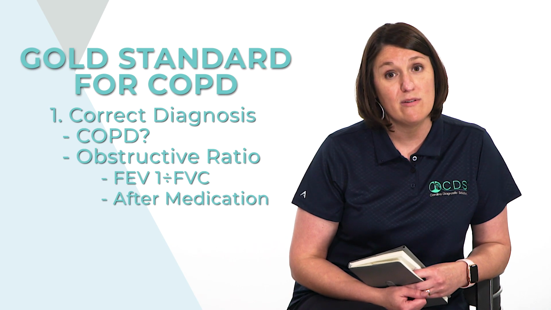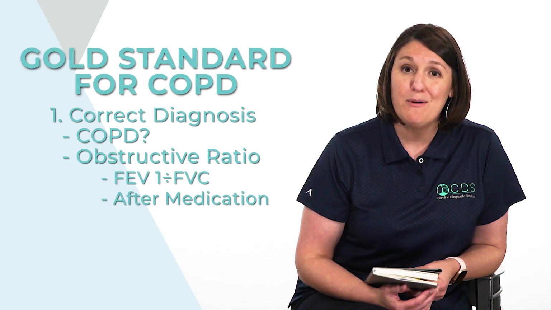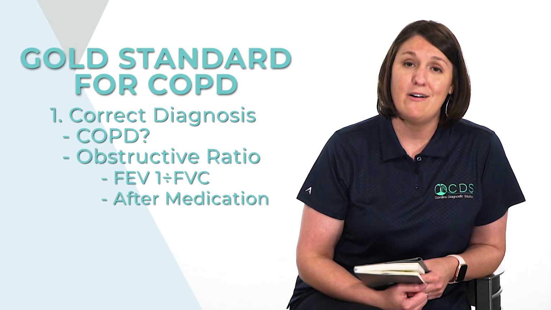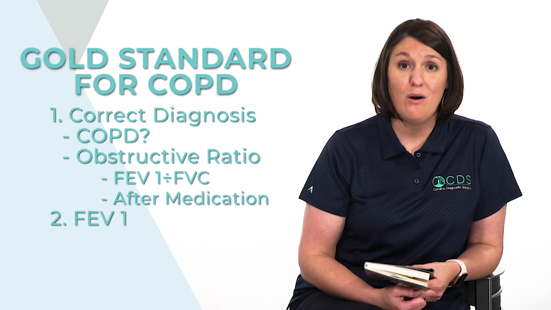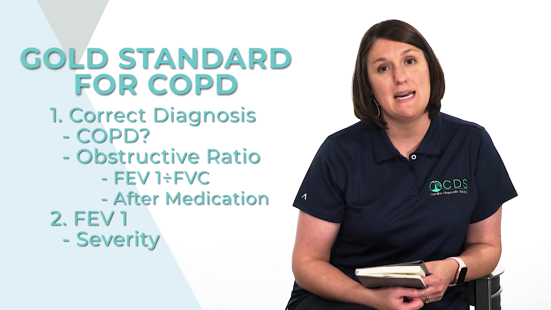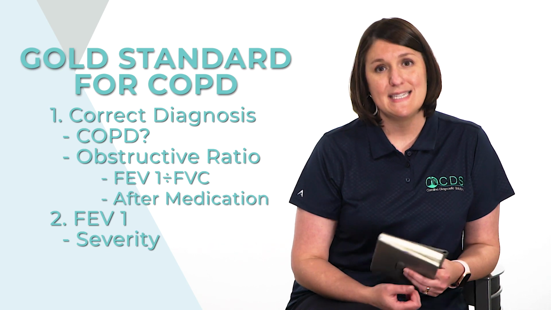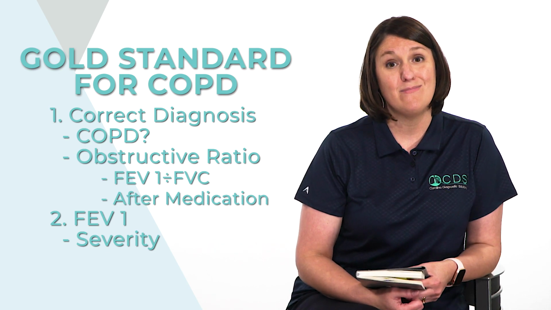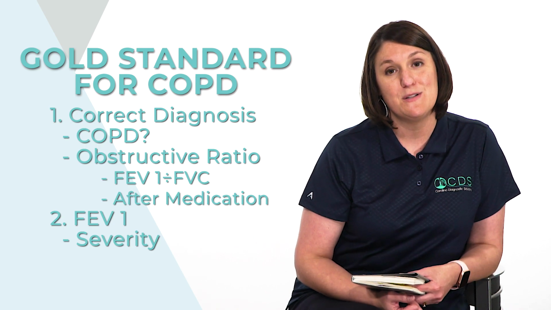Now, the second principle of GOLD is along those same lines. We're going to take that spirometry objective data that we have gathered, and we're going to look at FEV1. From FEV1, we can determine what the severity or the staging of that patient's disease should be. Are they stage 1, 2, 3, or 4? We're not going to go into the details of what those are, and in fact, most providers actually have a booklet that tells them exactly where those patients fall.